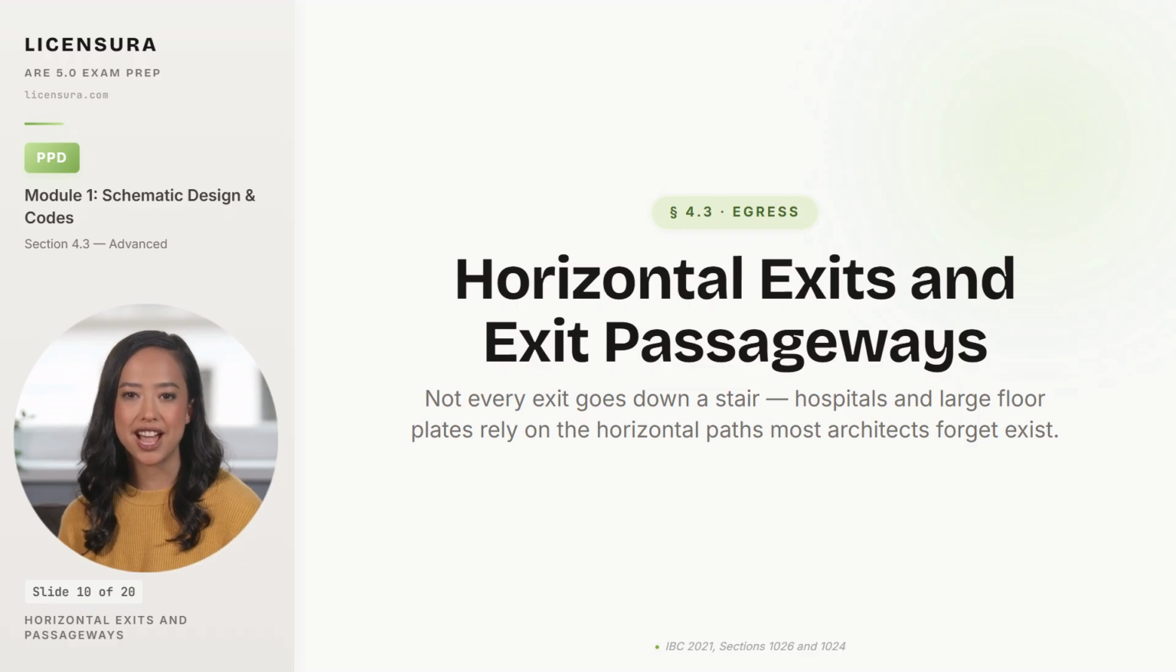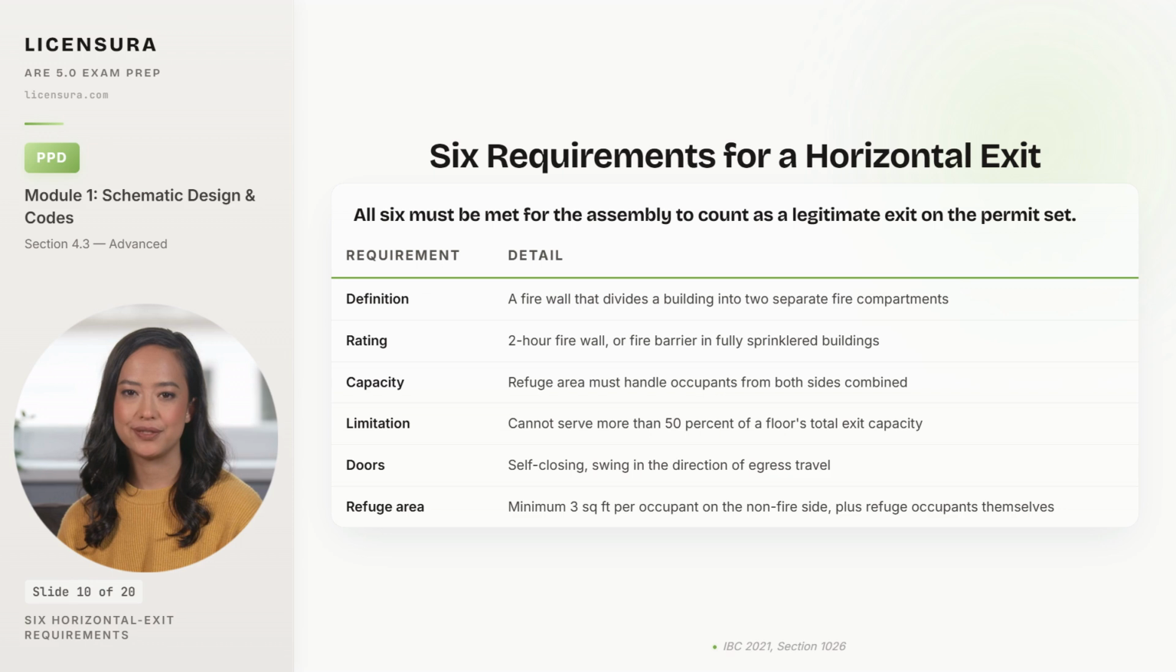The horizontal exit has 6 requirements that the IBC names explicitly. 6 requirements turn a firewall into a legitimate horizontal exit. First, the definition. A horizontal exit is a firewall that divides a single building into 2 separate fire compartments, with the wall meeting the structural independence test under Section 706. Second, the rating. 2 hours in a non-sprinklered building with a reduction to fire barrier rating allowed when the building is fully sprinklered. Third, the capacity.